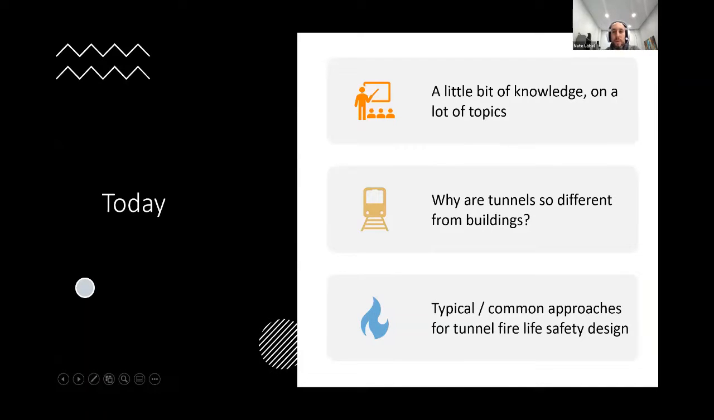Quick things of what I will and won't cover today. It's going to be a little bit of knowledge on a large range of topics. I'm not going to go in depth on any of them. I'll talk a bit about why tunnels are so different from buildings and typical or common approaches to tunnel fire safety design, or fire life safety, which is typically how we refer to it in infrastructure, noting that, like buildings, every underground project is a bit different and unique.